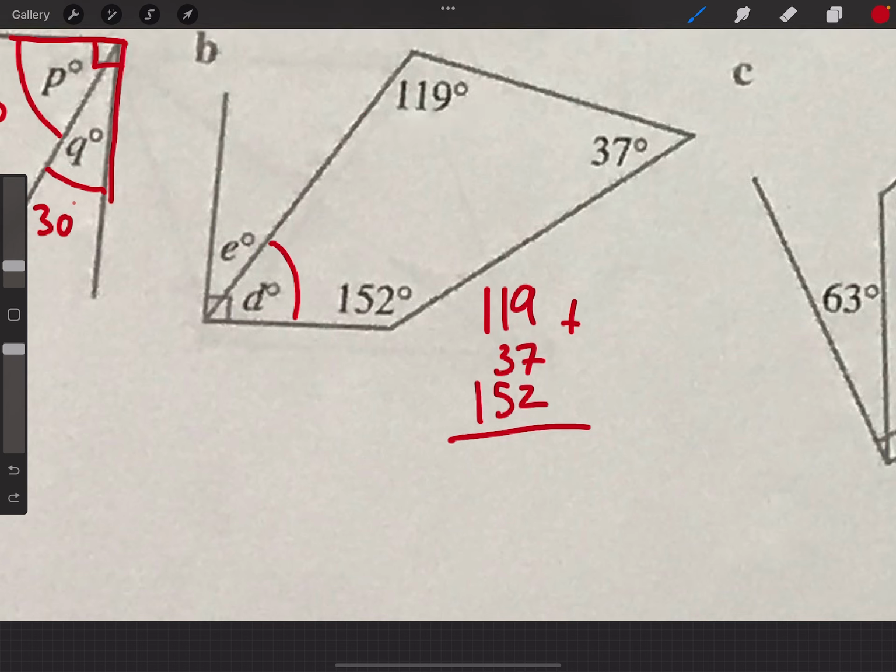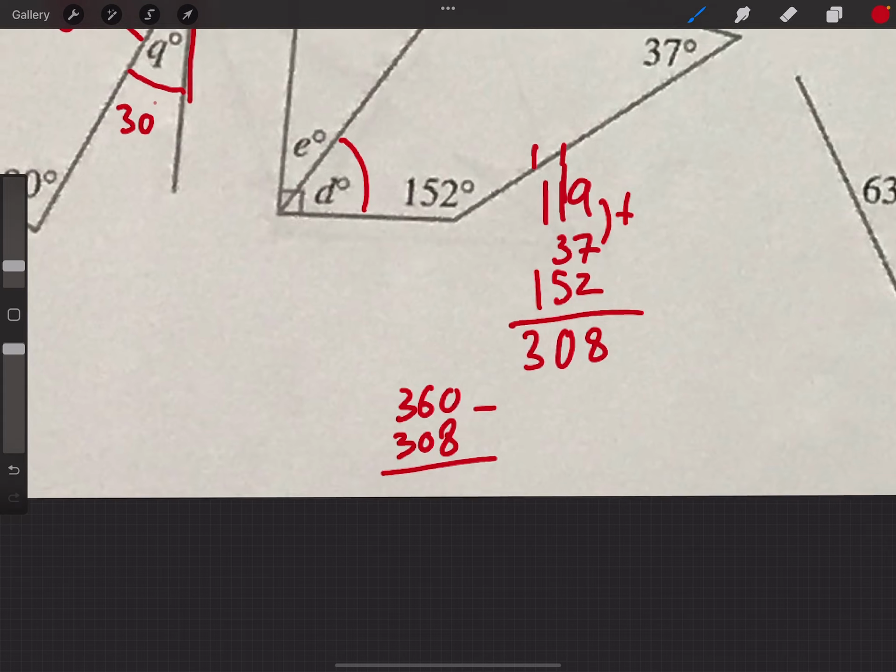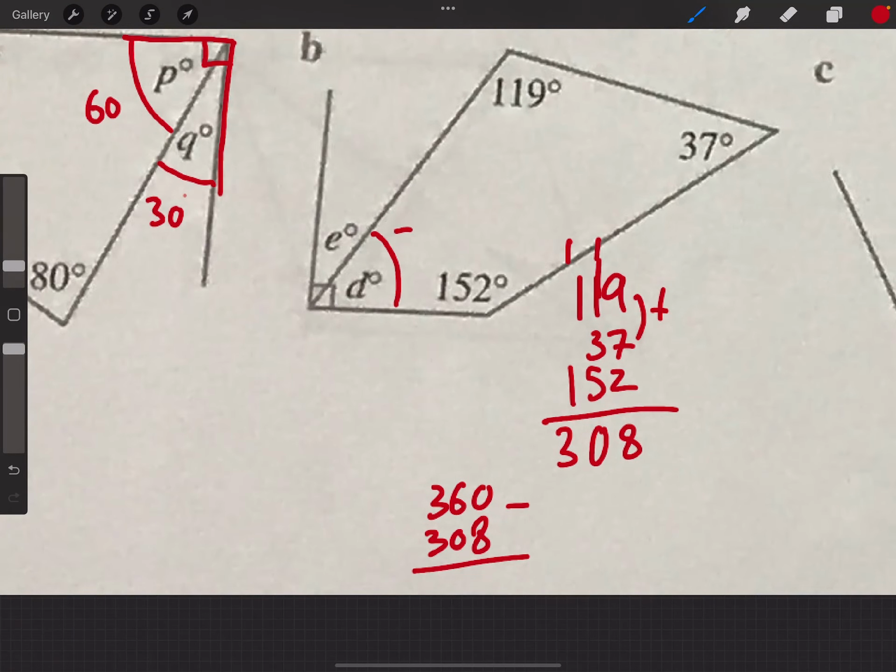Okay. 9 plus 7, 16. 16 plus 2 is 18. This will be 2, 5. 5 plus 5 is 10. 308. So 360 take away 308 will give me 52. So angle D must be 52 for the sum of all these four to be 360 degrees.